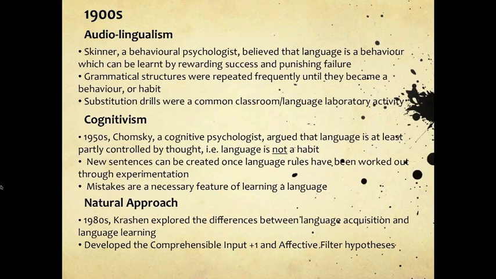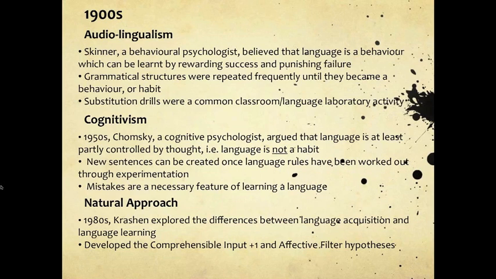Krashen believed that people learn new language when it's embedded in language they already know. Therefore, teachers should use texts in class that the students can understand most of. They will figure out the meaning of the new language from the context in which it is presented. He called this idea comprehensible input plus 1.